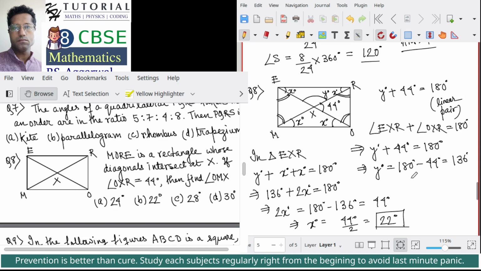So in this diagram, triangle EXR will be congruent to triangle MXO, and also triangle EXM will be congruent to triangle RXO. So the correct choice is B.